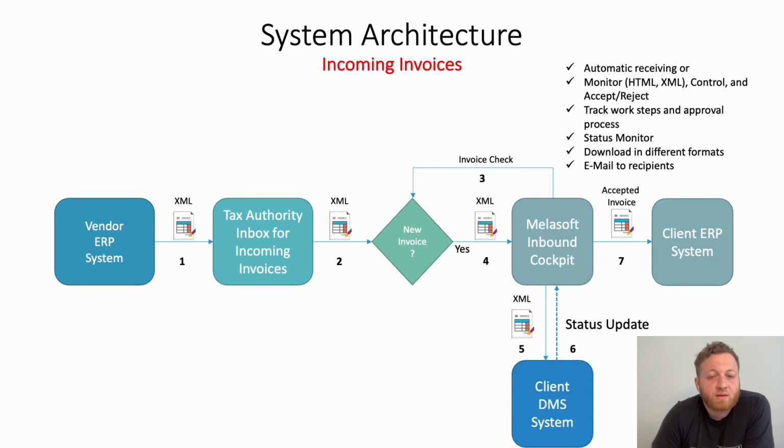So here we have the incoming invoices, the architecture behind this. The general system architecture is throughout this diagram. The invoice created in the ERP system of the vendor is sent to the government portal. The created invoice can be managed using the inbound cockpit.